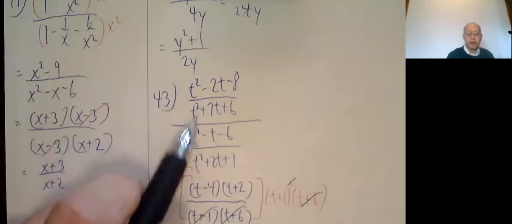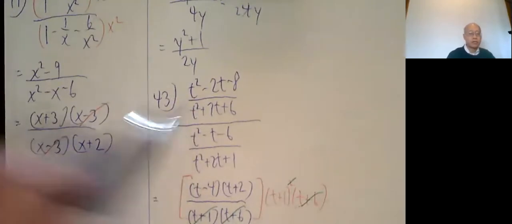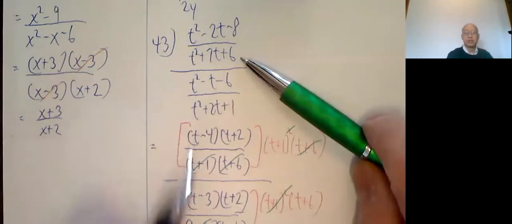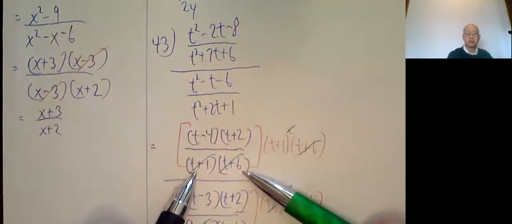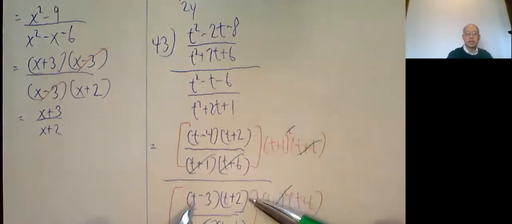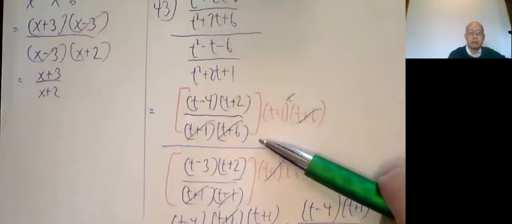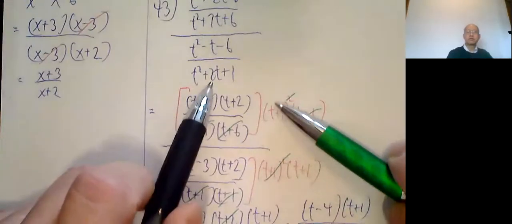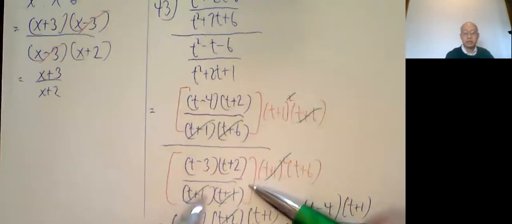43, factor, factor, factor, factor. So t squared minus 2t minus 8, that factors into t minus 4, t plus 2. T squared plus 7t plus 6, t plus 1, t plus 6. T squared minus t minus 6, t minus 3, t plus 2. T squared plus 2t plus 1, t plus 1 squared, or t plus 1, t plus 1.